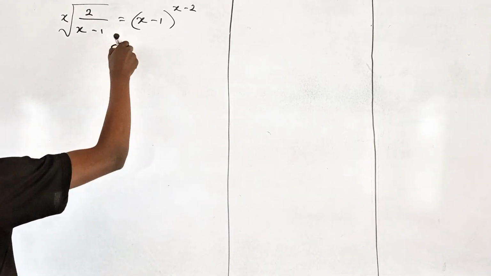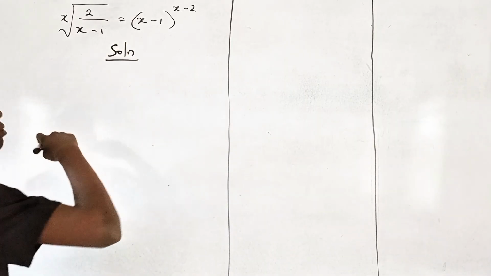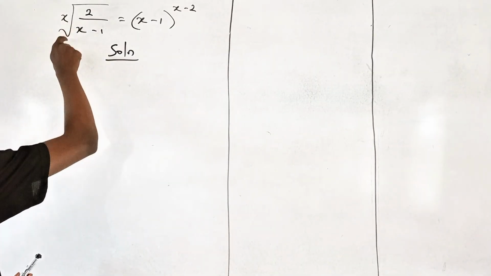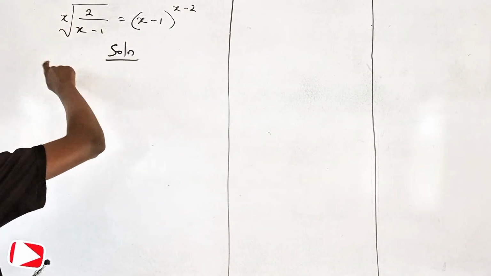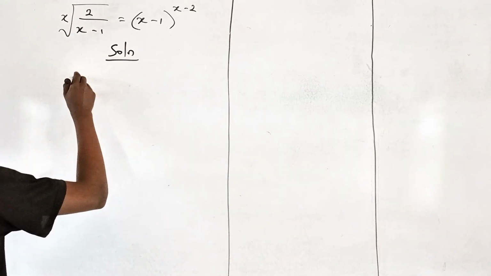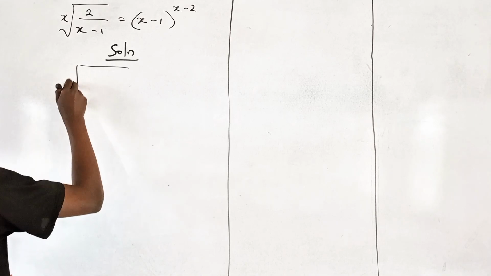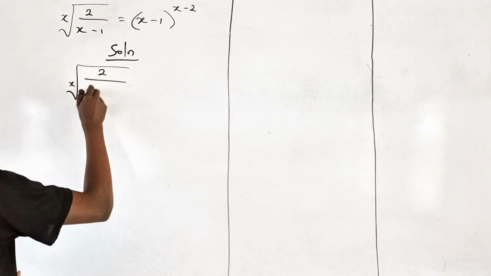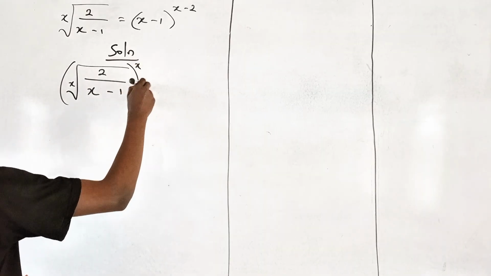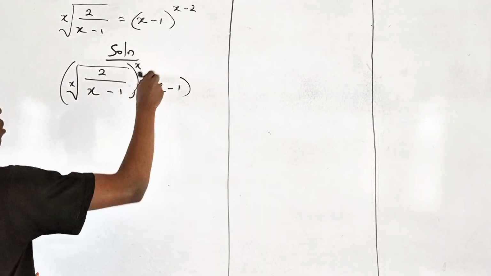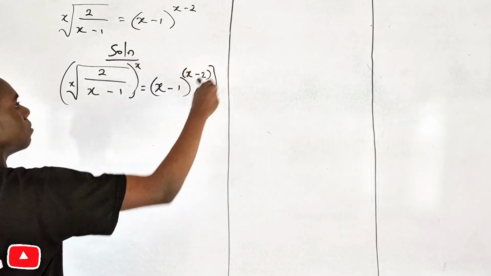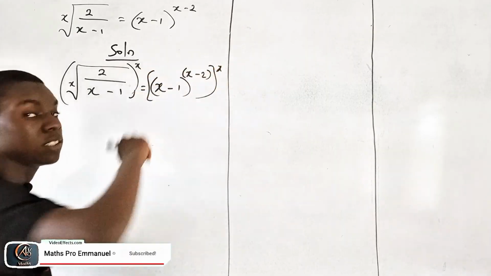So the first step of solving this, you will want to multiply both indices by x, because here we have the x root of everything here. So we like to multiply both indices by x. If I do that, I'll have the x root of 2 over x minus 1. Then I'll multiply it by x, which will also be equal to x minus 1 all raised to the power of x minus 2. I'm also multiplying it by x. So I'm multiplying both indices by x.